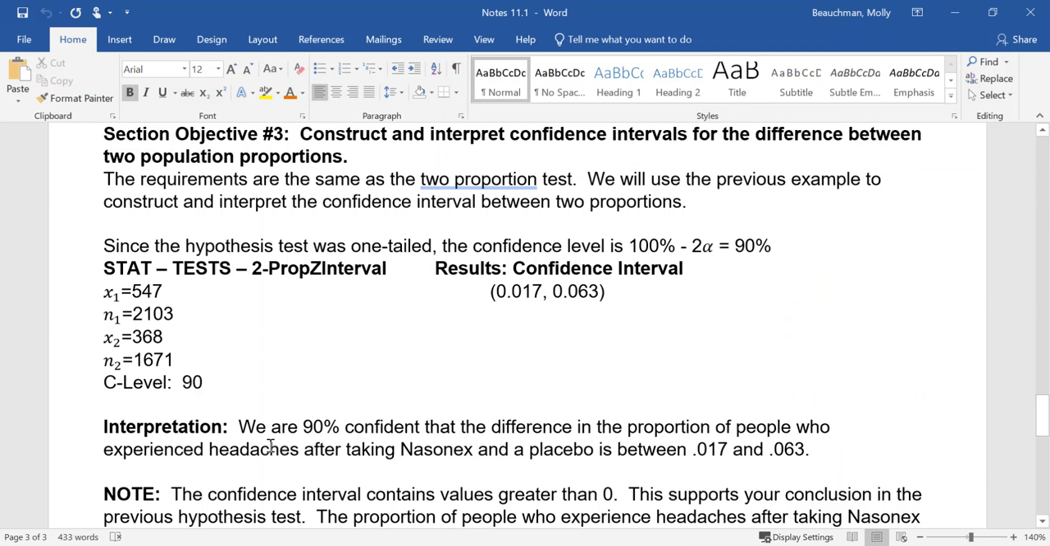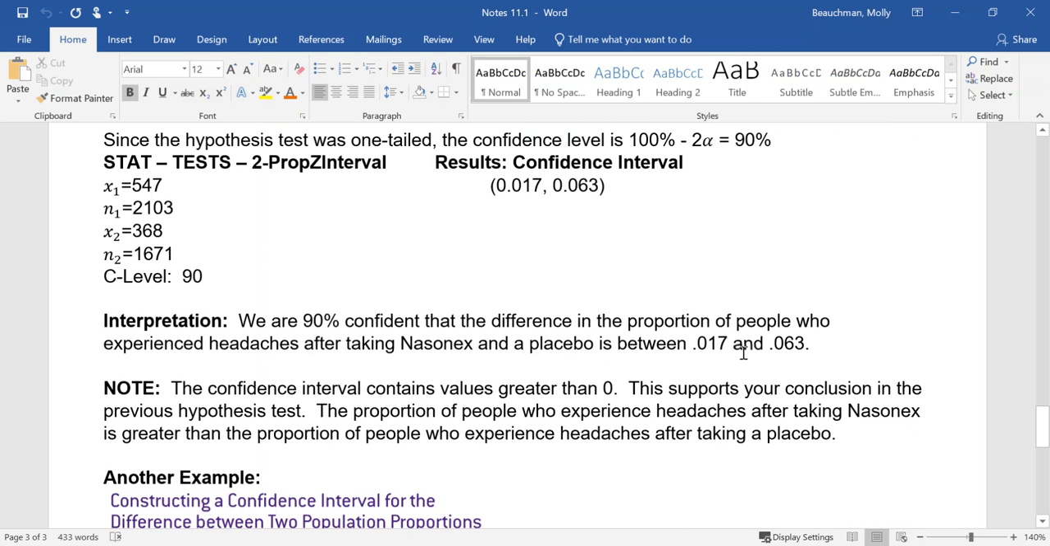So our interpretation is we're 90% confident that the difference in the proportion of people who experienced headaches after taking Nasonex and a placebo is between 0.017 and 0.063. Notice that this supports our conclusion in the hypothesis test because the entire interval is greater than 0. If the difference is 0, then 0 would be included in the interval. So the confidence interval contains values greater than 0, which supports, again, the proportion of people who experience headaches after using Nasonex is greater than the proportion of people who experience headaches after taking a placebo.